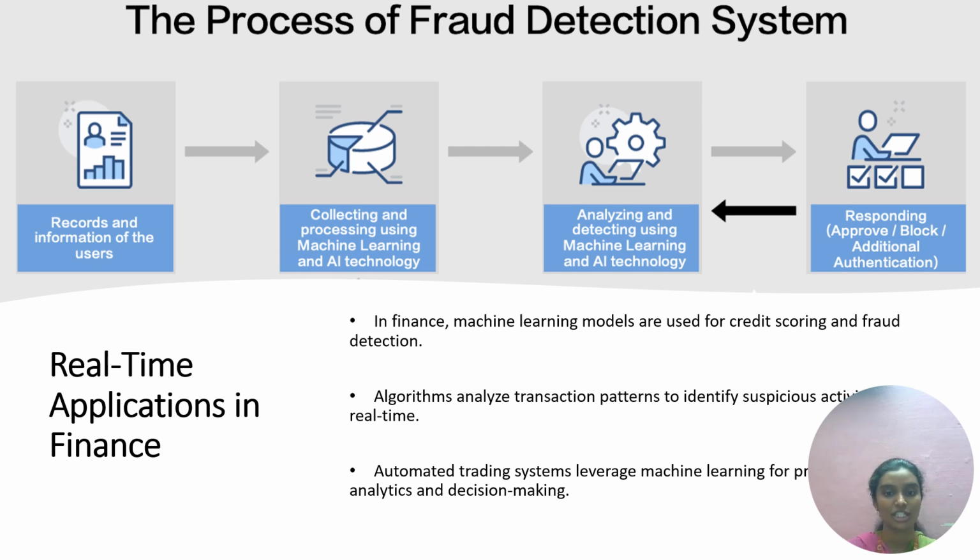In finance, machine learning is used for credit scoring and fraud detection. Algorithms analyze transaction patterns to identify suspicious activity in real time. Automated trading systems leverage machine learning for process analytics and decision making. So finance is also one of the most important applications of machine learning in the real world.